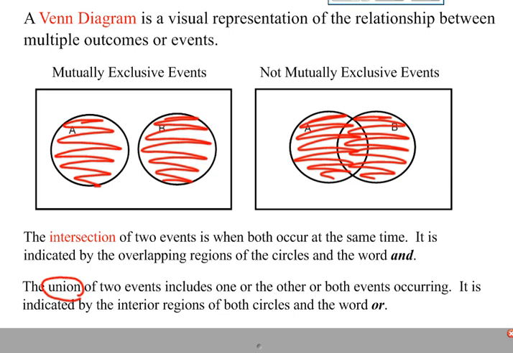The two words intersection and "and" go together. So when you hear the probability of event A and B, that means you're looking for the intersection, when they happen at the same time. The two words union and "or" go together. When you hear the probability of A or B, it could be A, it could be B, or it could be both.